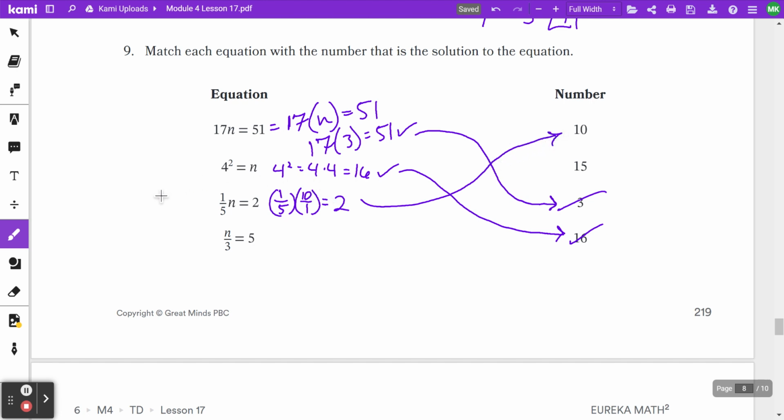because 10 divided by 5. 1 times 10 gives me the 10. The 5 times 1 gives me 5. That equals 2. And there's only one left. It has to be this guy. Let's just make sure. If I put a 15 in place of that n over 3, well, 15 divided by 3 equals 5. There it is. There's that 5. And that's the deal.